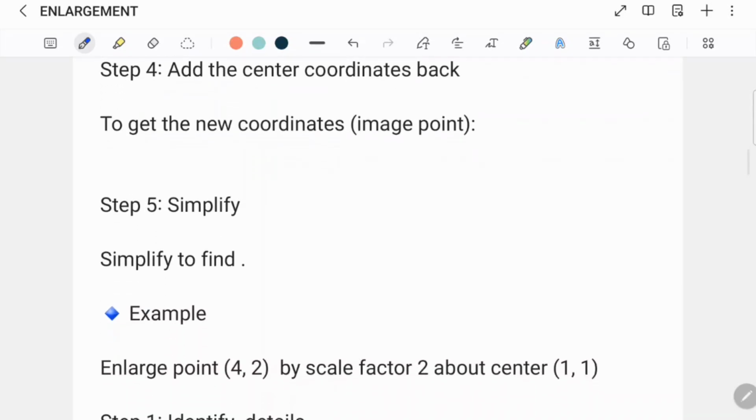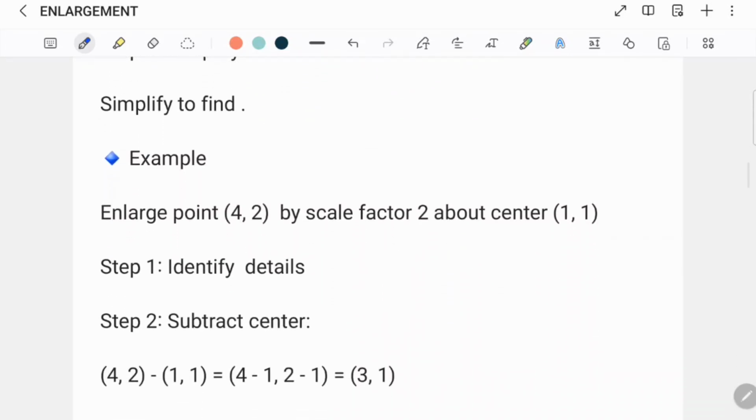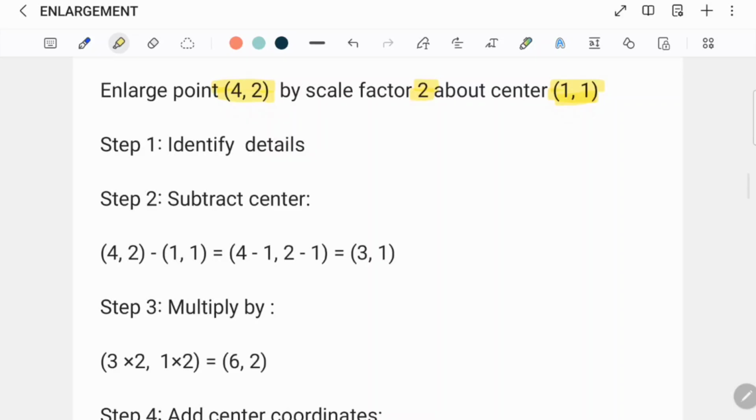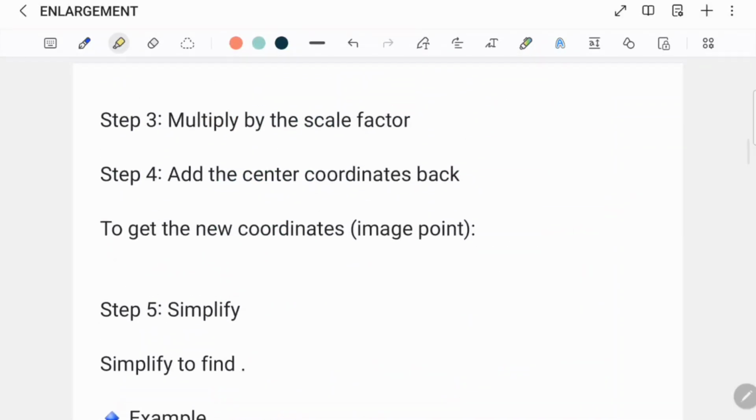For example, if I have to enlarge the coordinate (4, 2) by the scale factor 2, about the center (1, 1). So you have the original point is (4, 2), scale factor is positive 2, and the center is (1, 1). I took very easy numbers.